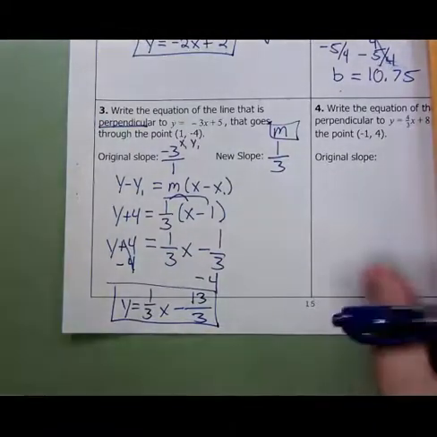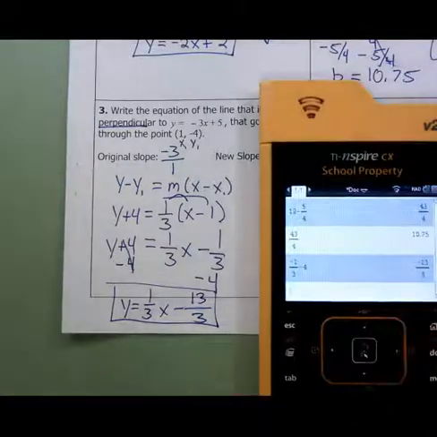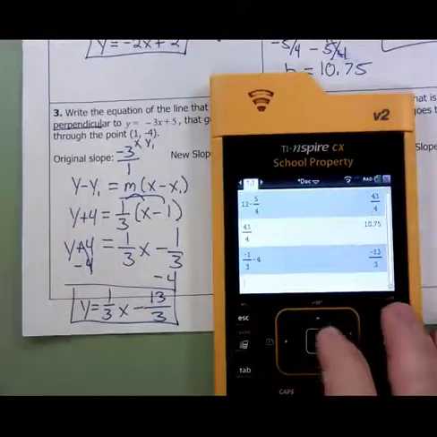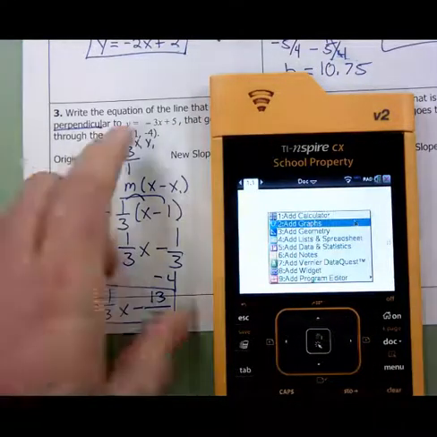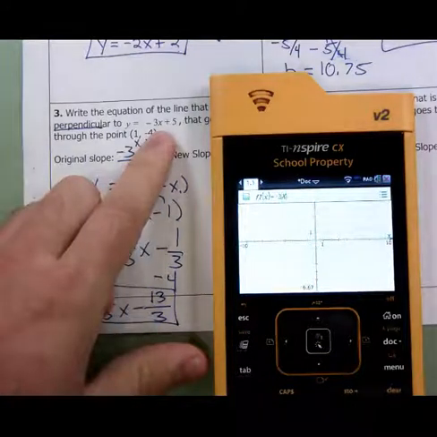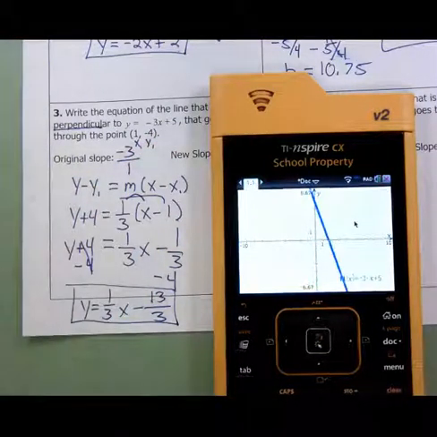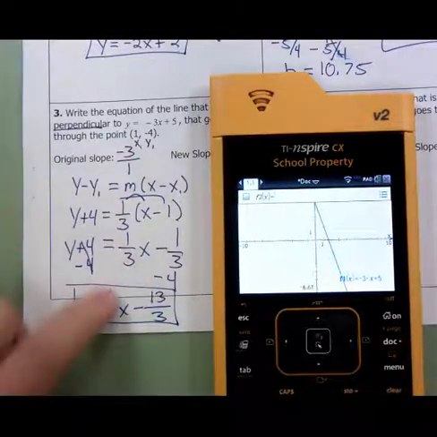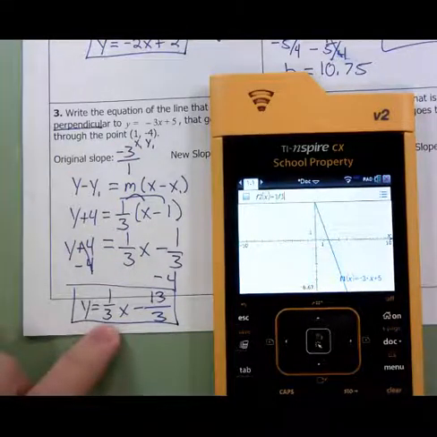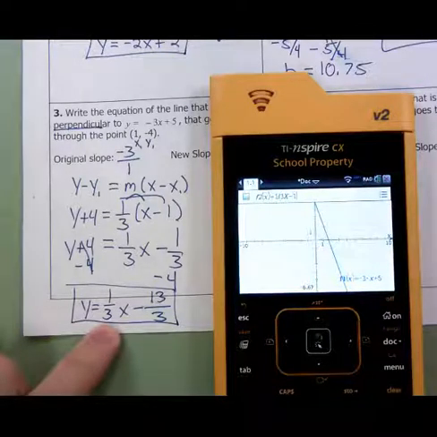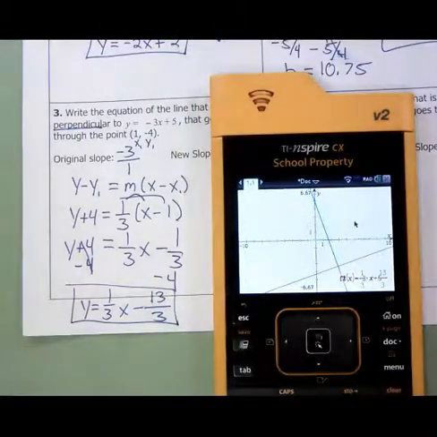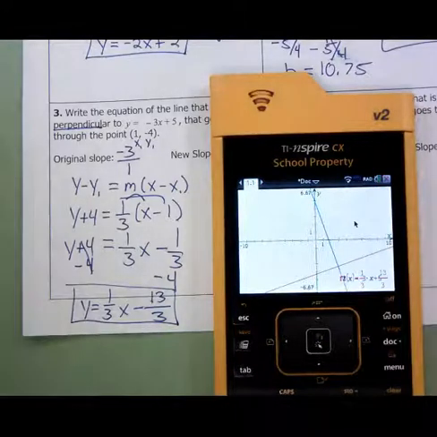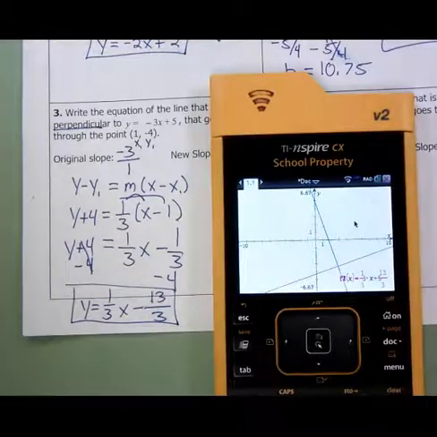All right, just for fun, just like we did before, let's go ahead and graph it and confirm that they are perpendicular. So menu, new document, no, I don't want to save, add a graph. Type in negative 3x plus 5, enter. Tab. 1 divided by 3x minus 13 divided by 3, enter. I see they intersect. To me, that looks like 90-degree angles, so we did a good job.